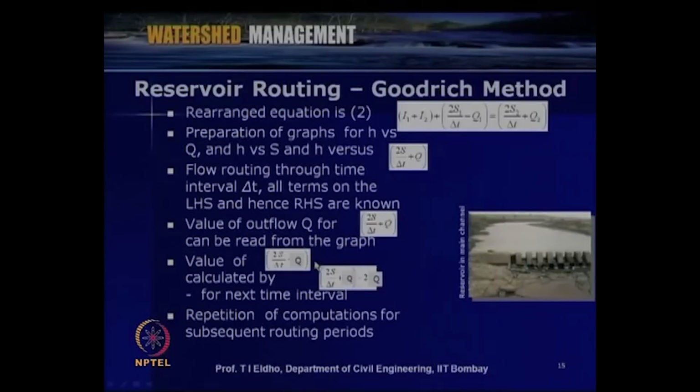So, the value of 2s by delta t minus q is calculated for the next time step: this term we calculate from 2s by delta t plus q, from which we deduct 2 times q, for the next time interval. This procedure is repeated for the next time interval. So, we will get the left hand side, and based upon that we can obtain the right hand side from these graphs. We can continue the computations for subsequent routing periods, and then identify what the storage or the outflow will be for the given inflow conditions. So, this is the so called Goodrich method.